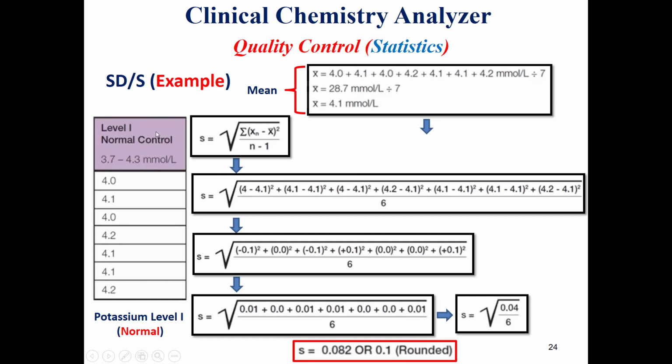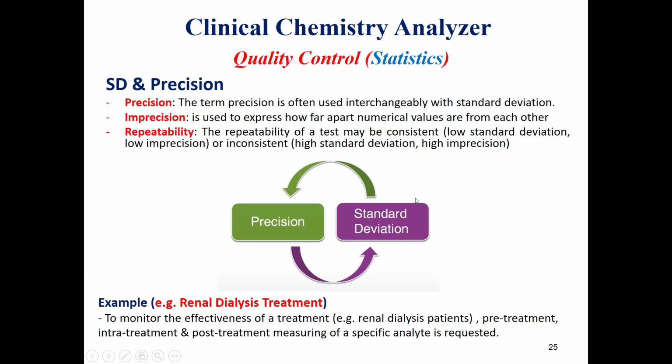Here is also an example for the same results of the potassium. So with the same results of the control, we can firstly calculate the mean, then we calculate the standard deviation. So this is the way to calculate it. This is the formula and how to calculate the standard deviation. As we said, firstly we should calculate the mean, and then we use this mean in order to calculate the standard deviation. So now we have the value of the mean and the standard deviation.